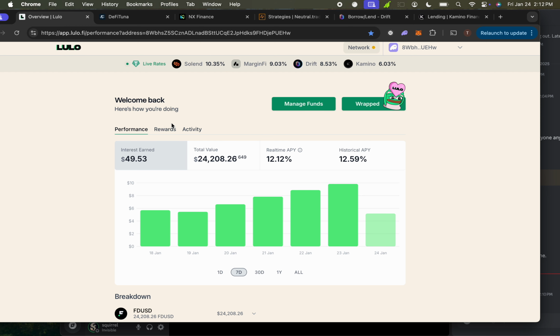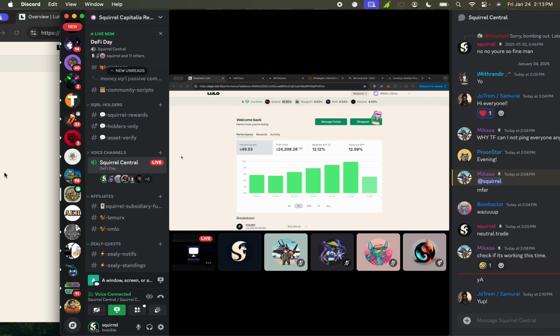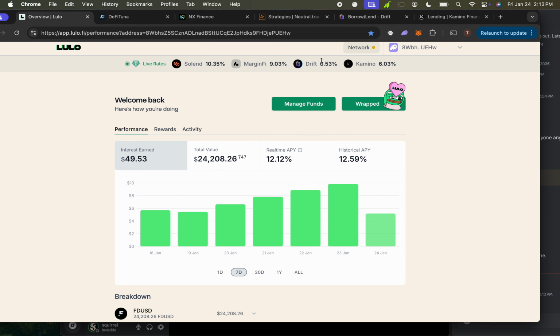If we go to our USDT example, you can see that Drift APY is only 8.5%. So we'd be better off putting our money into Solend. That makes a lot of sense, to simply put it into these. And if you look, this is actually offering very few protocols, maybe 4 or 5.